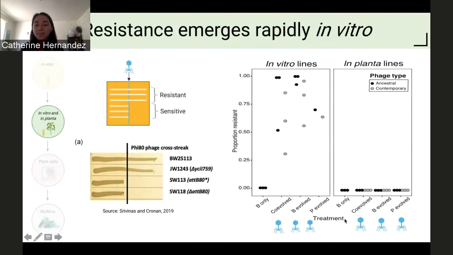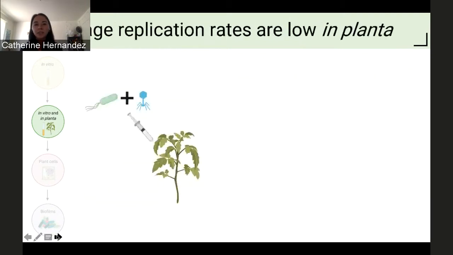We did repeat this experiment a few times because we were kind of shocked. And we also did an in planta resistance assay that I'm not really going to talk about because we thought that maybe this in vitro streaking assay was too artificial. We weren't capturing the resistance that might be manifesting somehow in the plant environment, but they didn't seem to be resistant there either. And so our next question was, what do the phage replication rates look like in this environment?